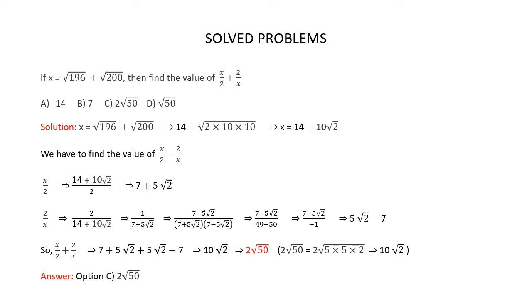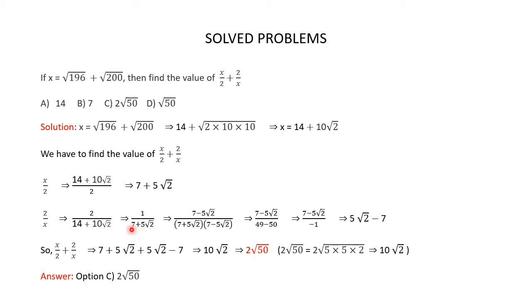Now substitute the value of x in the fraction 2 upon x. So you have 2 upon 14 plus 10 root 2. Now 2 divided by 14 is 1 divided by 7. 2 divided by 10 root 2 is 1 divided by 5 root 2. So you have 2 upon x is nothing but 1 divided by 7 plus 5 root 2.